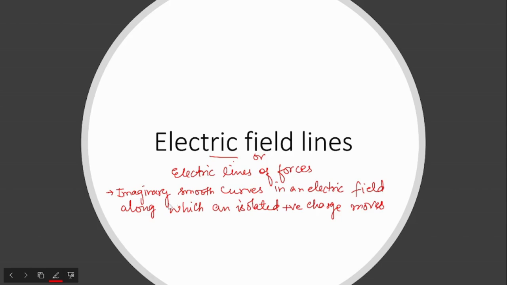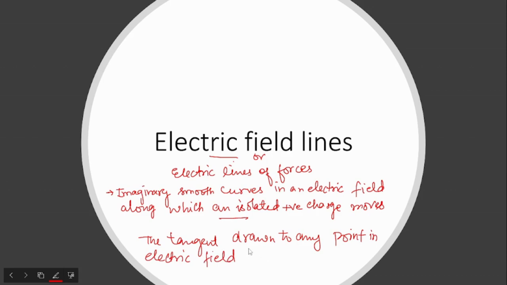Now, if you want to know the direction of force on a positive charge in an electric field, then the tangent drawn at any point on the electric field lines will give the direction of the force acting.